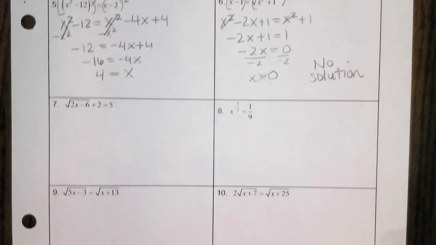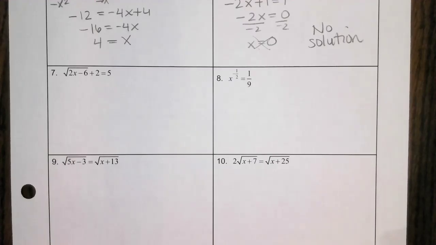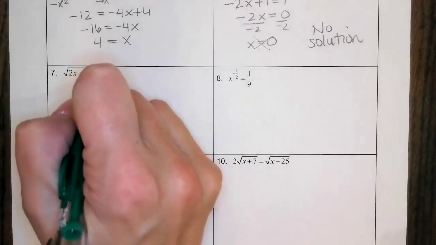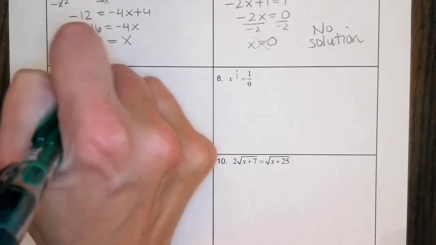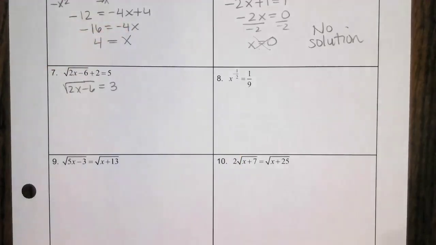On this next one, we're going to want to isolate our radical first. That should be the first step. So I'm going to subtract that 2 to get it to the other side, and I get 2x minus 6 is equal to 3. You can never get rid of that square root until it is by itself.